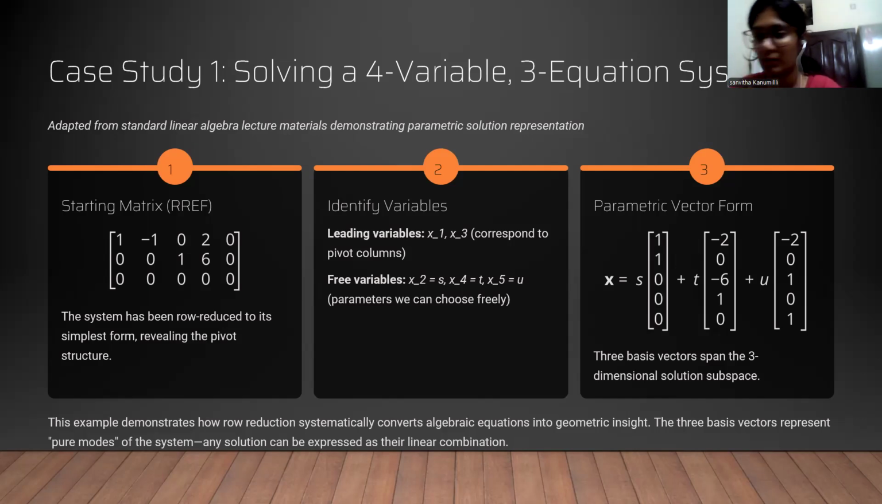Coming to parametric vector form, we have x = s(1, 1, 0, 0, 0) plus t(-2, 0, -6, 1, 0) plus u(-2, 0, 1, 0, 1). The three basis vectors span the three-dimensional solution subspace. This example demonstrates how row reducing a system converts algebraic equations into geometric insight. The three basis vectors represent pure modes of the system. Any solution can be expressed as their linear combination.